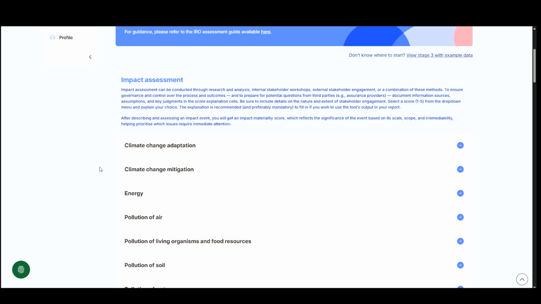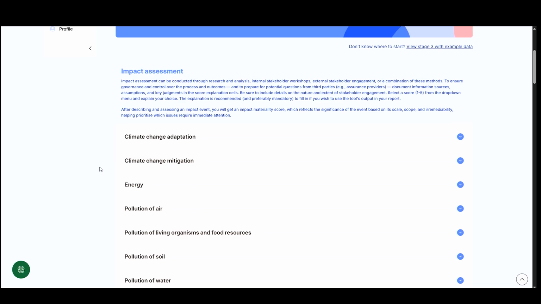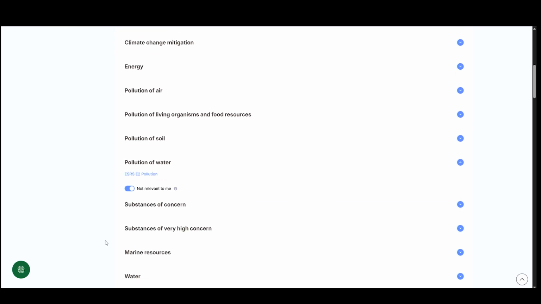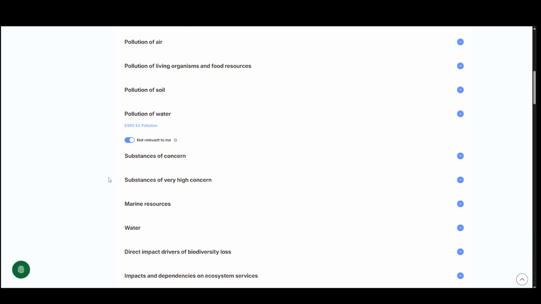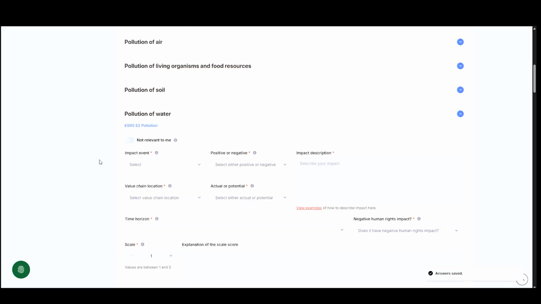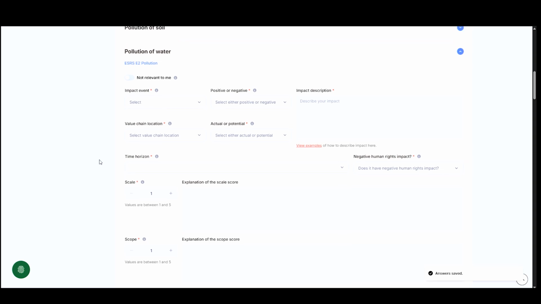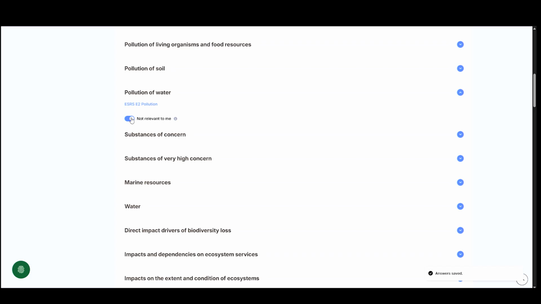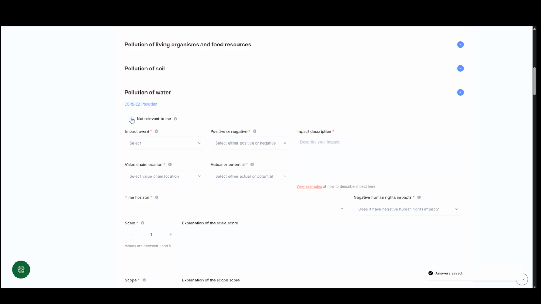So as I said before, if you don't think that this topic is actually relevant, this is how it originally looks. I will show you an example of how to fill this in, but you see that, okay, pollution of water is actually not really related to me or my value chain. Then you have to push this button here, and it will allow you to not assess it. You can't leave these blank, because then you can't move on. So if you don't want to assess it, or you don't have information at the moment but you just want to move on, you need to push this button.